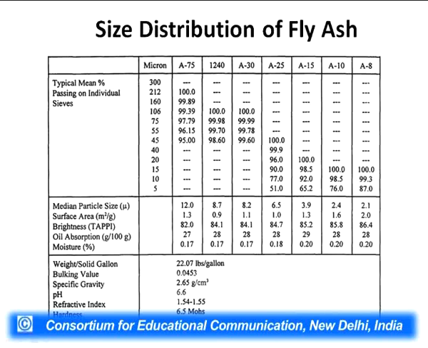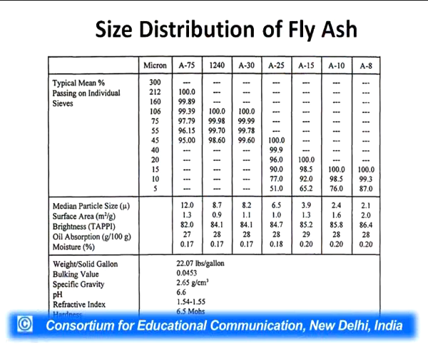As far as the median size is concerned, the variation is between 12 to 2.1 micron in various samples. Surface area might vary from 2 to around 1 square meter per gram. Brightness is also given here. It can vary between 86.4 to around 82. As far as oil absorption capacity in gram per 100 gram is concerned, it can vary from 27 to up to 29.